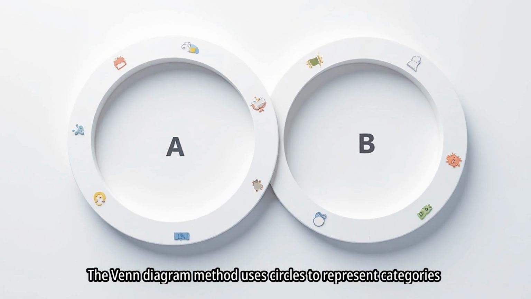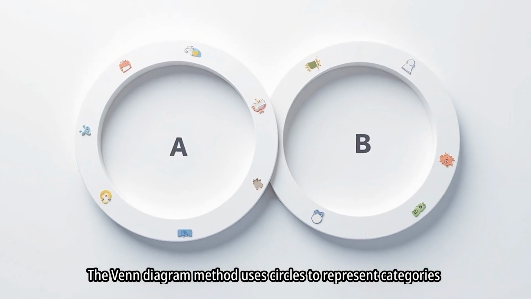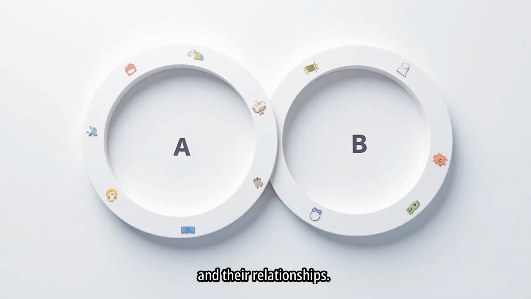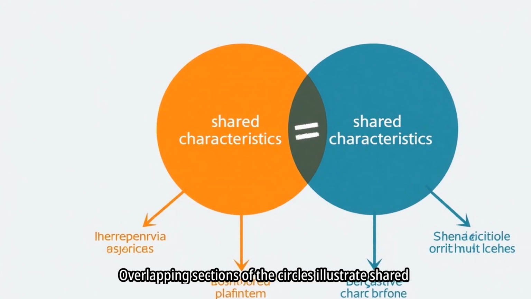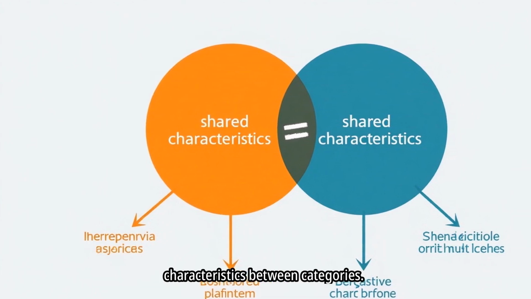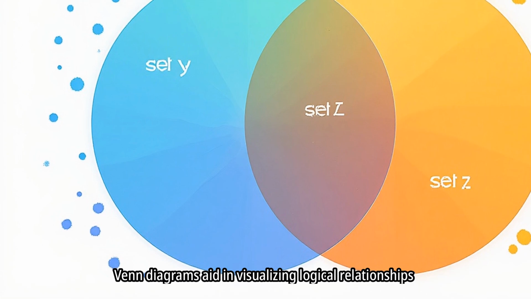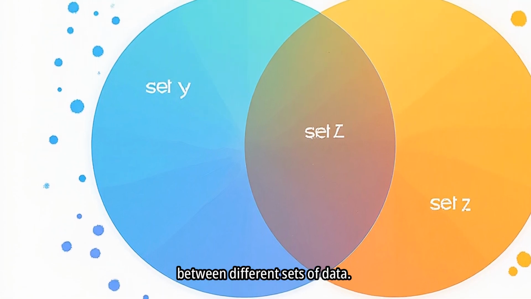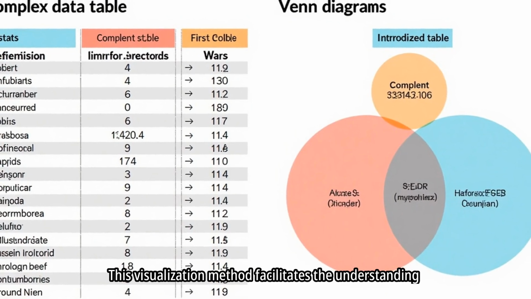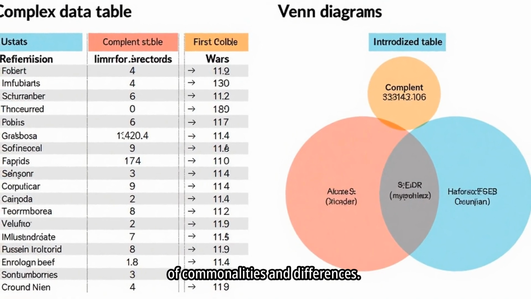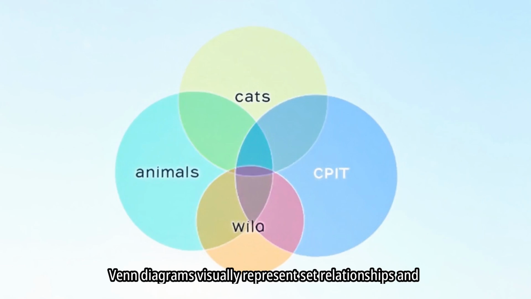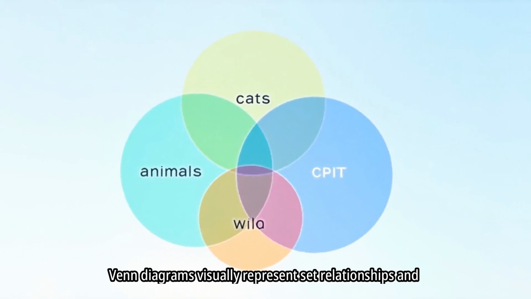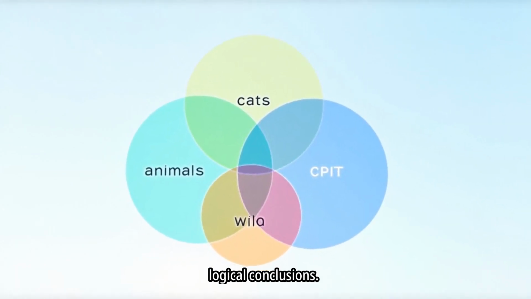The Venn diagram method uses circles to represent categories and their relationships. Overlapping sections of the circles illustrate shared characteristics between categories. Venn diagrams aid in visualizing logical relationships between different sets of data. This visualization method facilitates the understanding of commonalities and differences. Venn diagrams visually represent set relationships and logical conclusions.